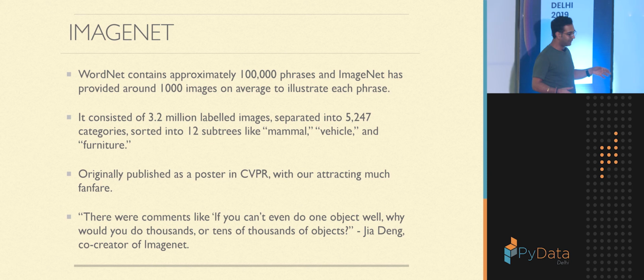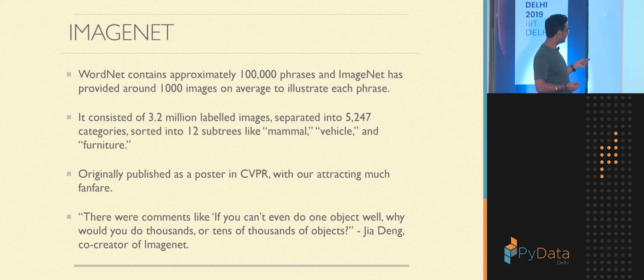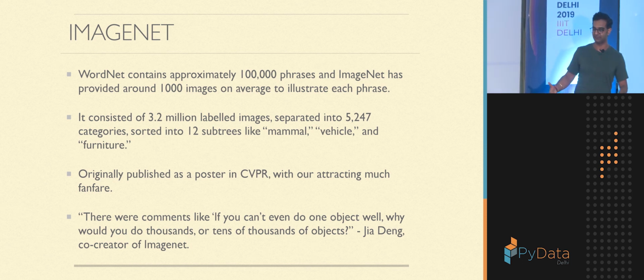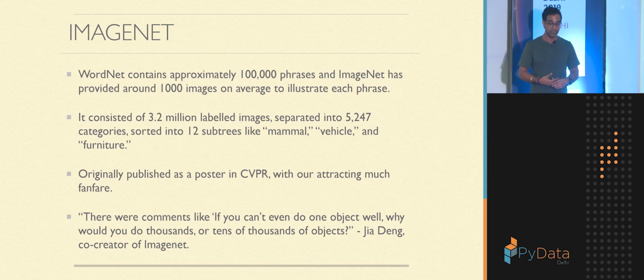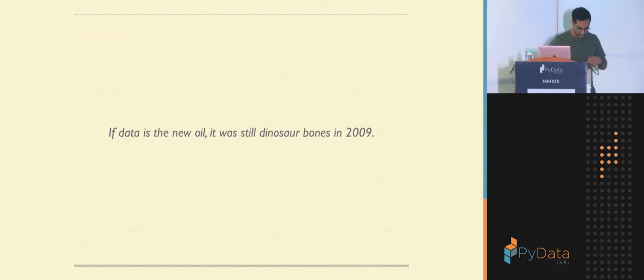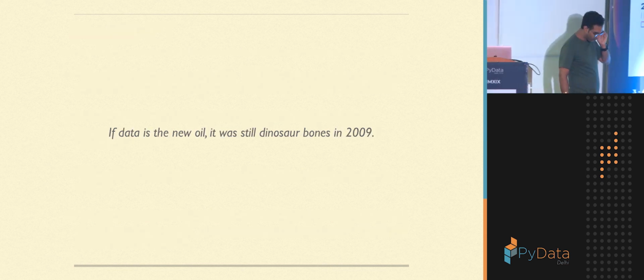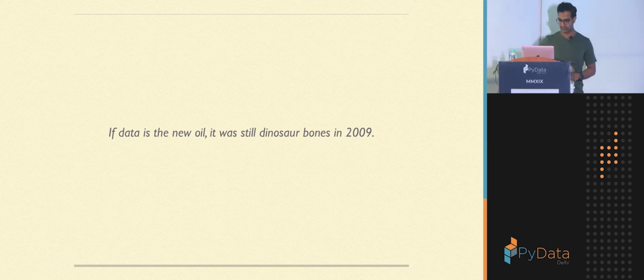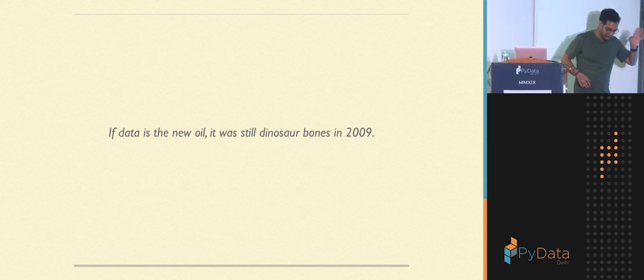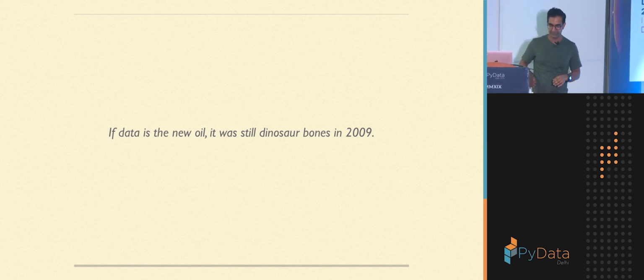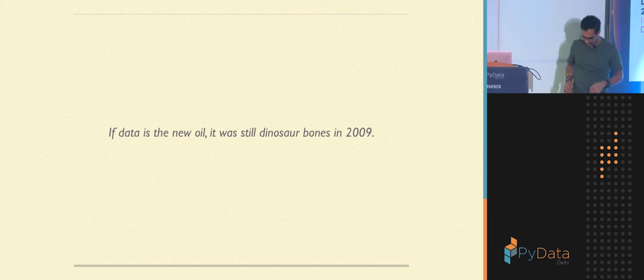At that time the research view was that if you cannot even identify one object, and identifying a cat or dog was very difficult when this data was released, you cannot expect people to develop models that will identify thousands of objects in images. If data is the new oil, as they say, it was still dinosaur bones in 2009. It was nothing. This paper wasn't even published as a full paper, it was a poster, and now I think it's one of the most cited papers in CVPR.